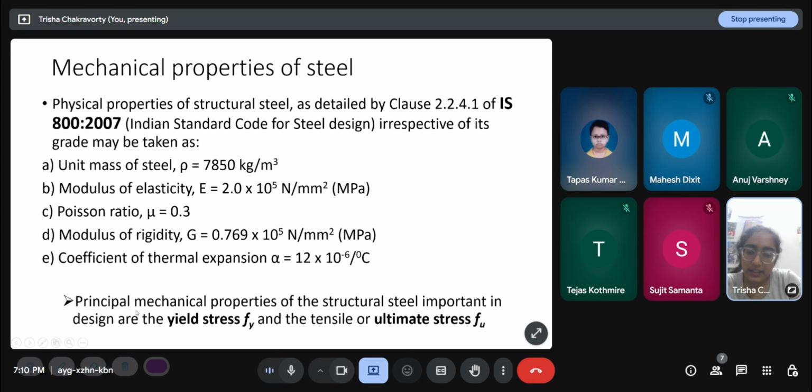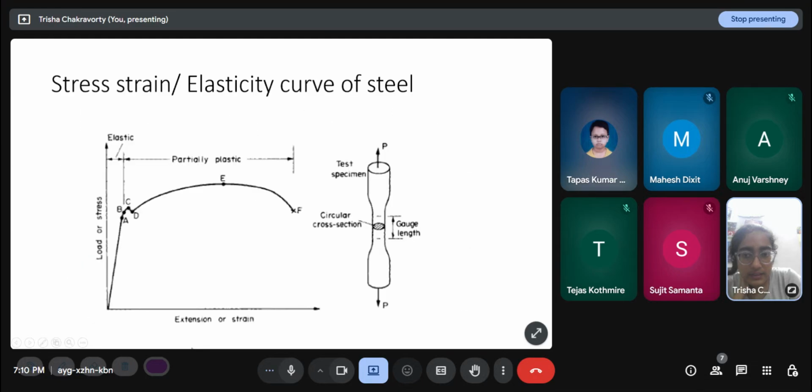But the principal mechanical properties of structural steel which we do need in design are yield stress Fy and ultimate stress Fu, and these clearly depend on the grade of steel. The grade of steel has to do with the stress strain curve, so the yield stress and the ultimate stress are very important. This is the stress strain curve. This first part, the origin to A, is the linear elastic part which follows Hooke's law, and the slope is the Young's modulus.